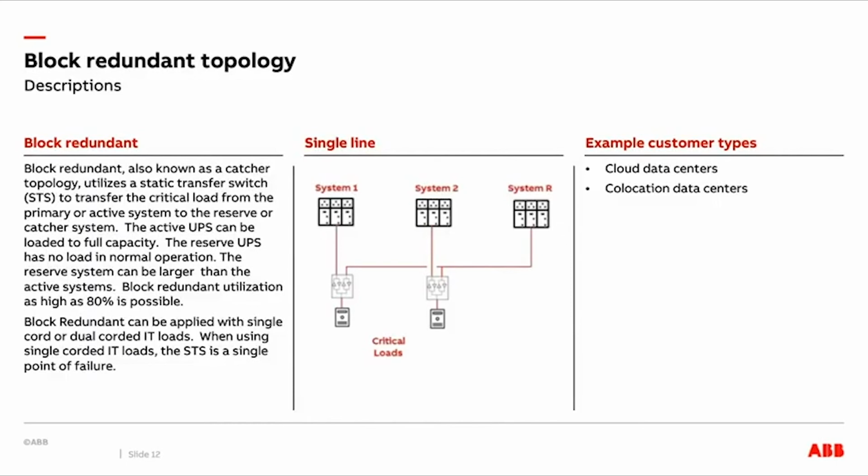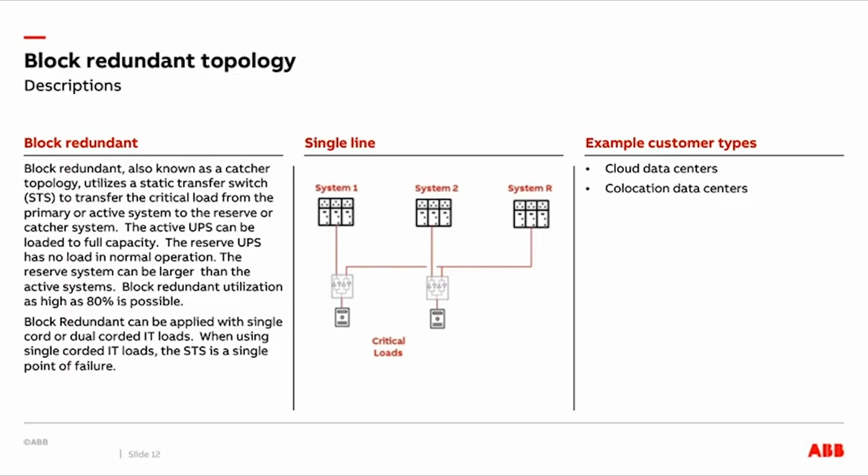The block redundant or catcher design consists of normally active blocks or systems and a catcher or reserve block. In normal operation, the catcher or reserve block is not loaded. The active blocks are all the same size and can utilize either single or parallel UPS systems. The reserve block must be as large as the active block, or it can be larger, usually in multiples of the active block.